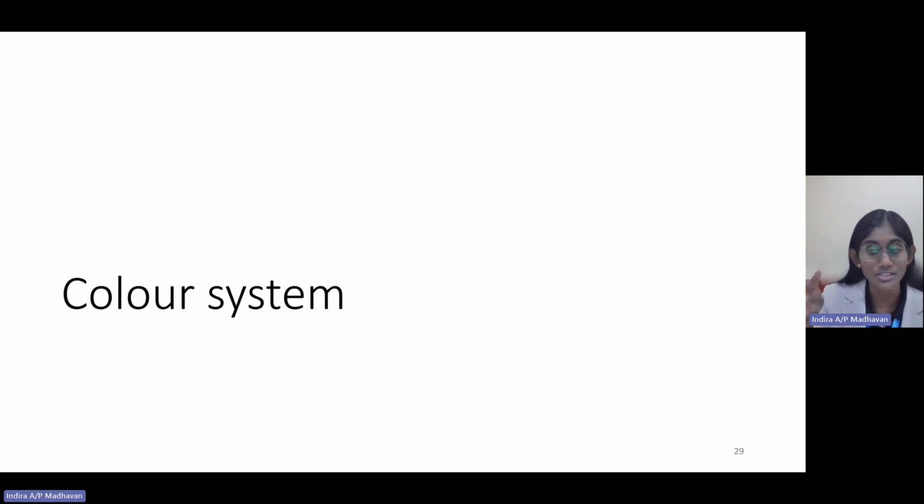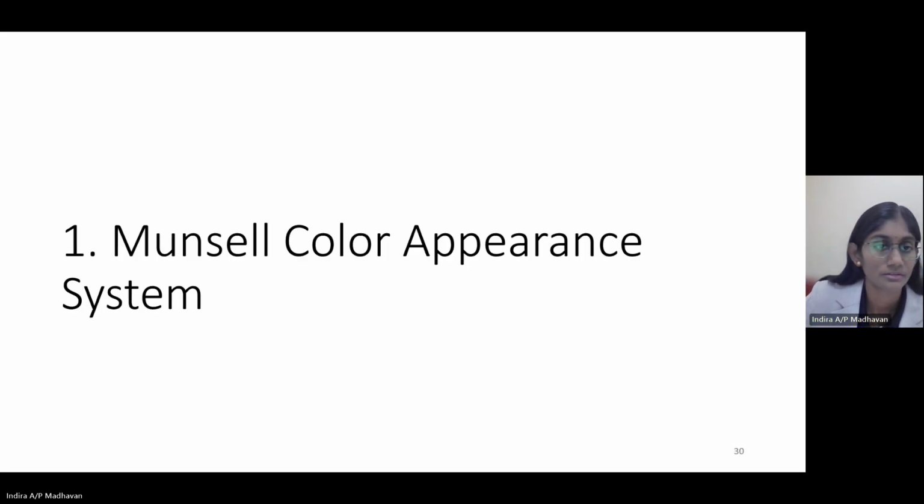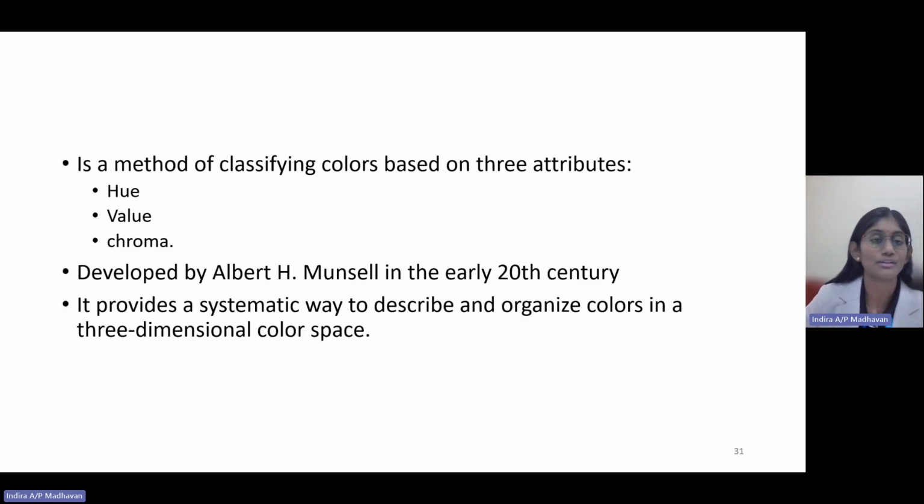But we're going to look into the two systems. As an optometrist, you have to know the two systems. We're going to look at the first system, which is the Munsell color appearance system. It's a method of classifying colors based on three attributes: hue, value, and chroma. So it is about the colors, the brightness, and the saturation of the colors. These are the three components used to develop this Munsell visual system.